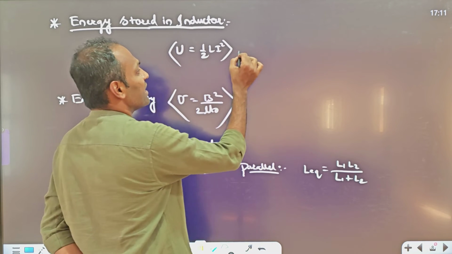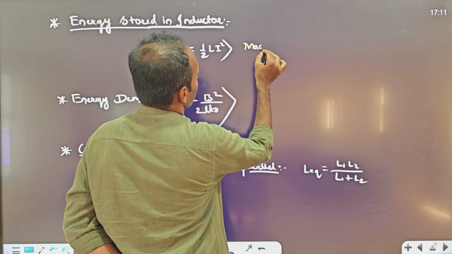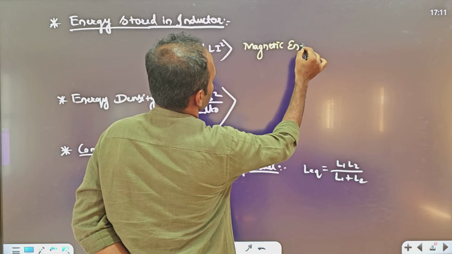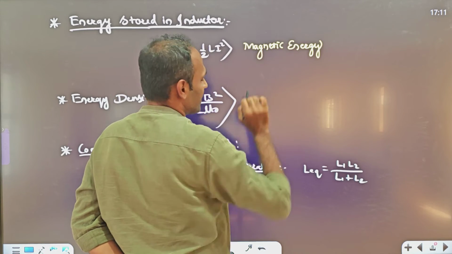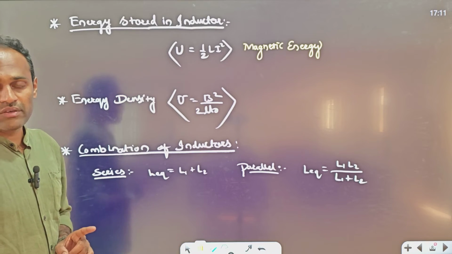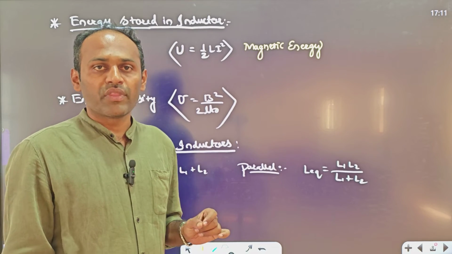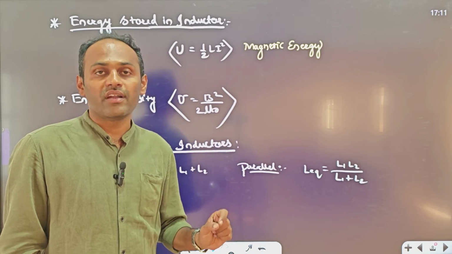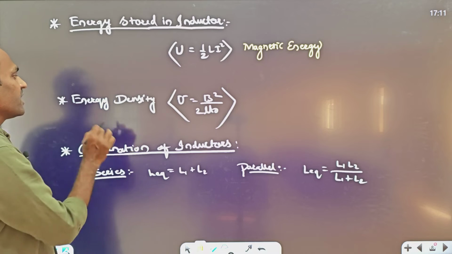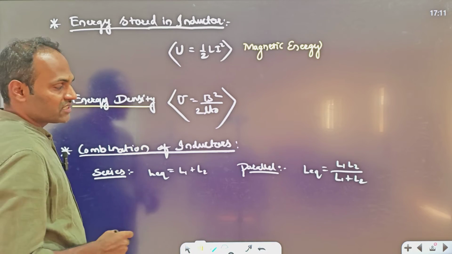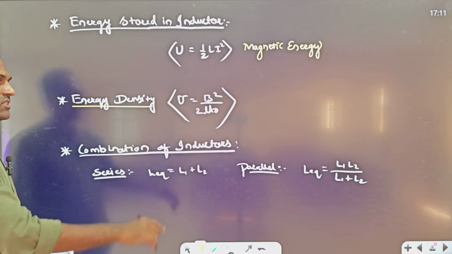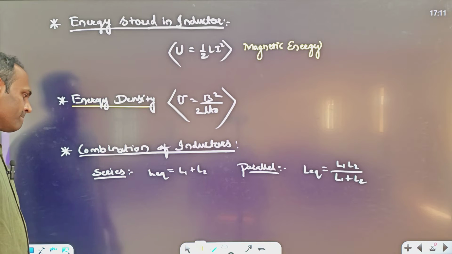This is magnetic energy stored in the form of magnetic field. Half Li square is the magnetic energy stored in the form of magnetic field inside the solenoid. Half Cv square is the electric energy stored in the form of electric field in between the plates of the capacitor, right? Next, energy density. Energy density is B square divided by 2 mu naught. This is the energy density of that coil.